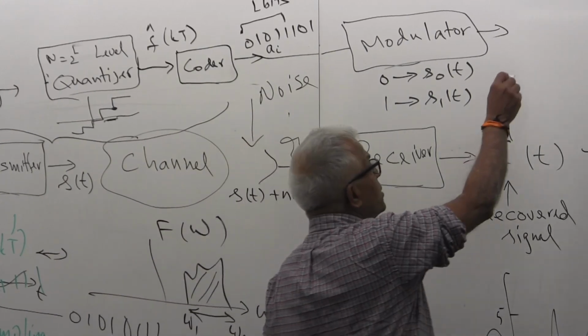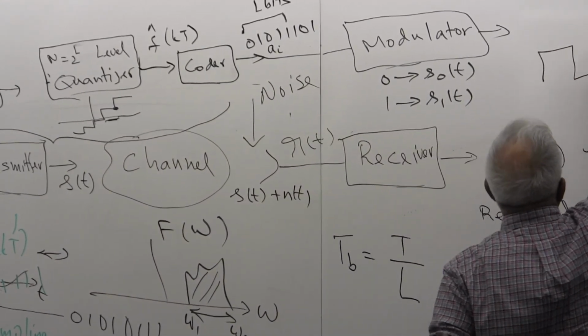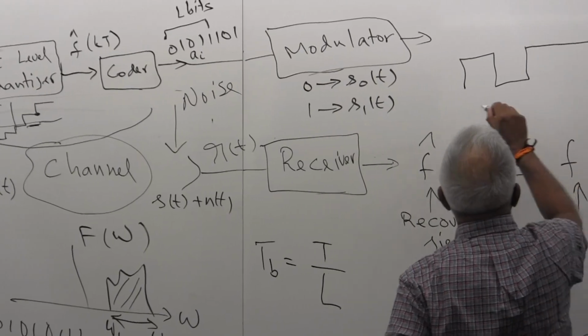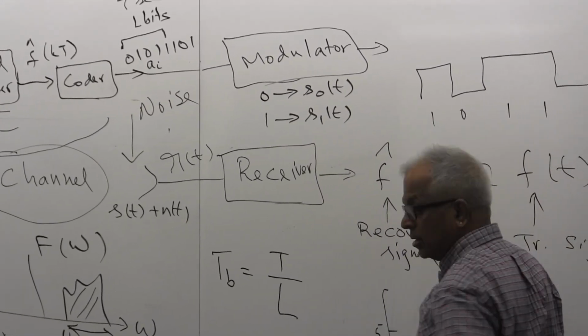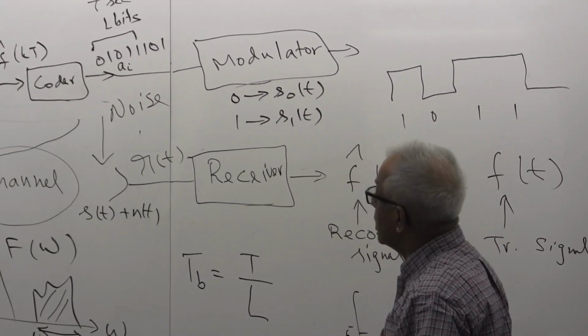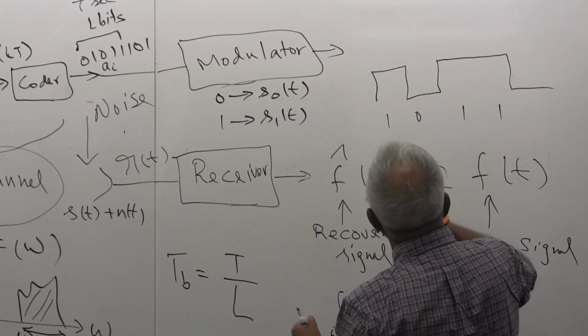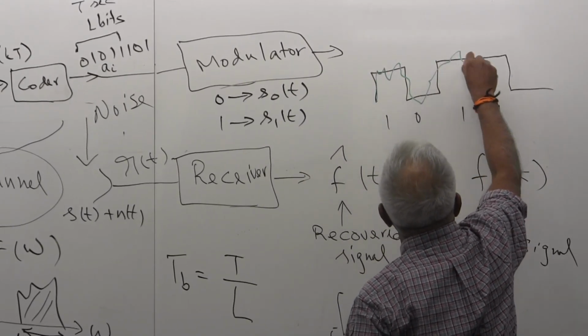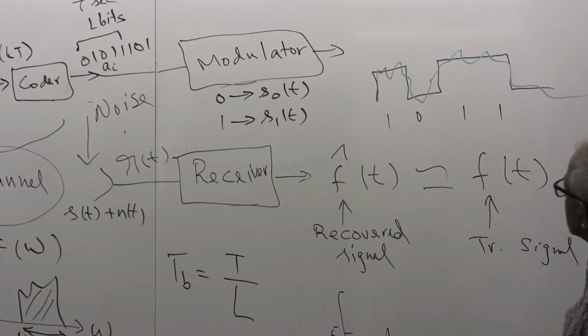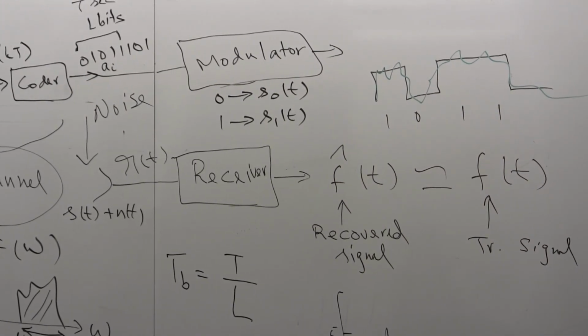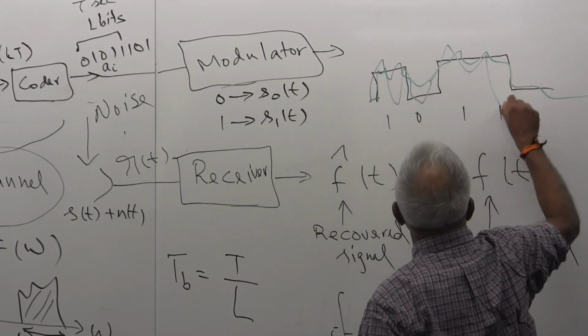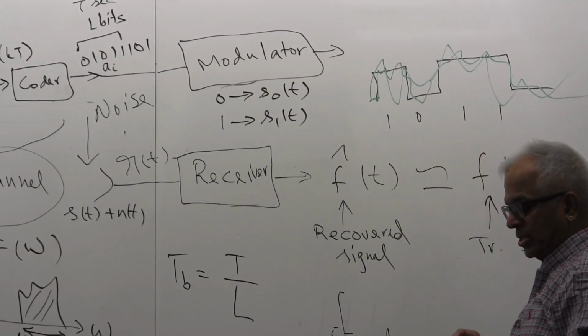In other words, you may be transmitting a scheme like this: 1011. This is what you transmit, but what you receive could be something like this, because of the noise. If the noise is too much, it may look like this, and then it will be very hard to see.